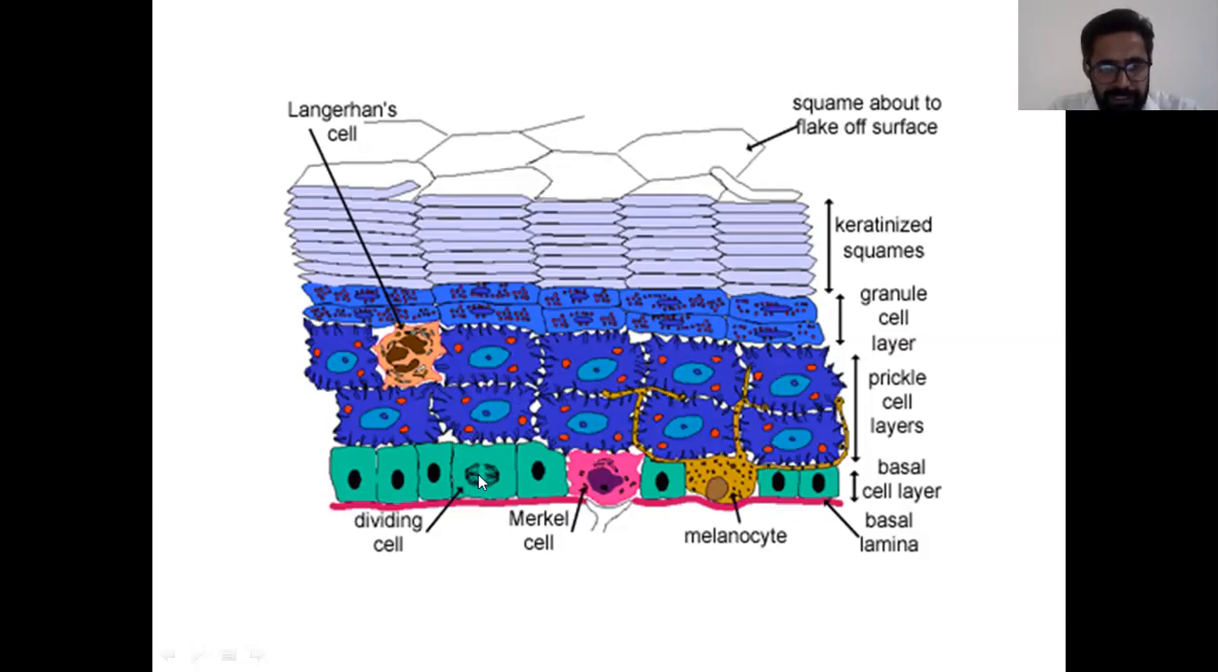And along with these keratinocytes which are dividing, you can find two types of non-keratinocytes in this stratum basale, namely Merkel cells and melanocytes. And above this, you will find the thickest layer of epidermis where cells are not columnar or cuboidal.